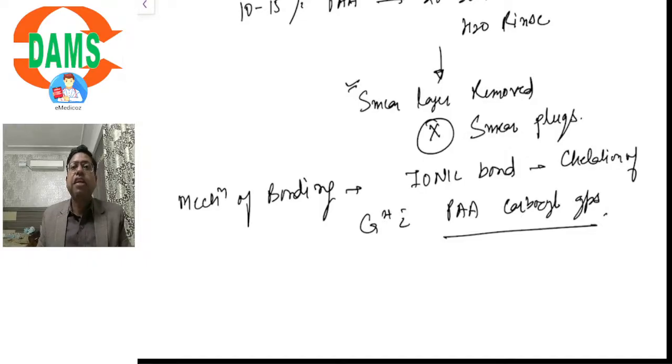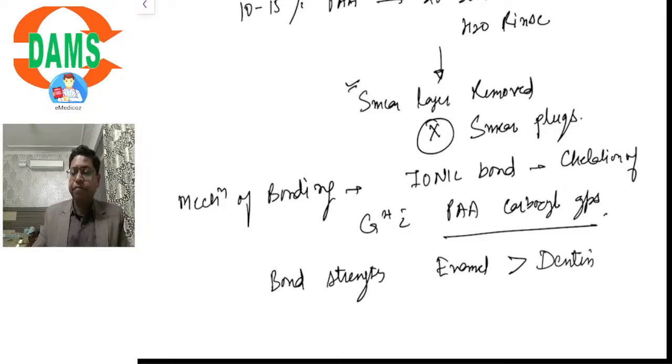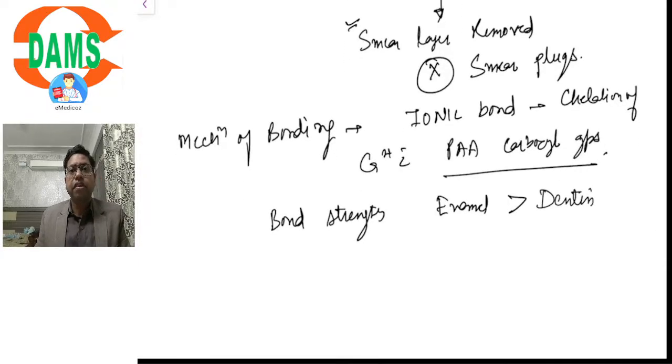And since we know that enamel is more mineralized as compared to dentine, the bond strength of glass ionomer cement to enamel is always greater than to dentine. So the principal mechanism of bonding remains the same as with zinc polycarboxylate.